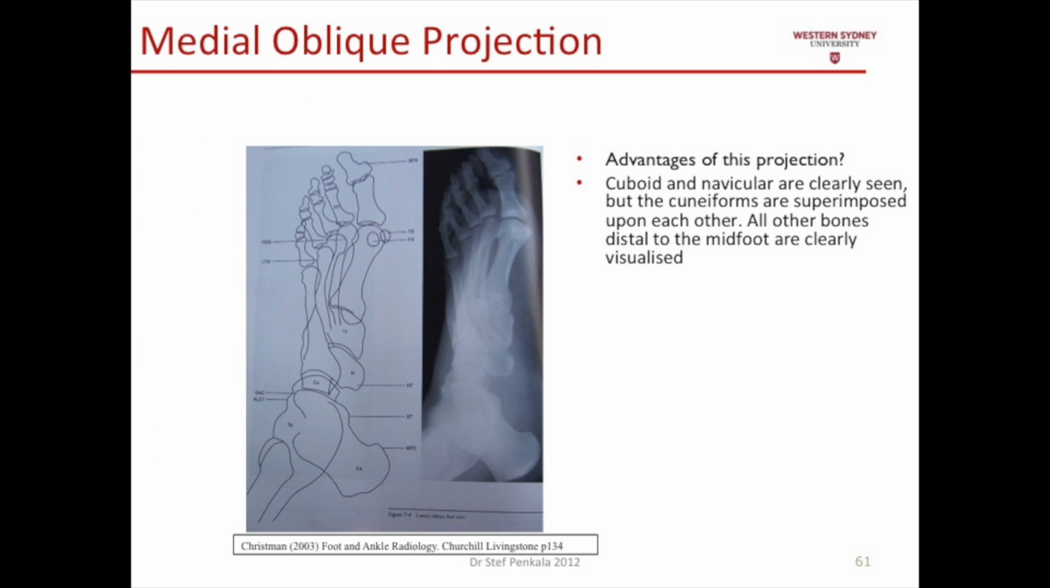In some instances, it may be appropriate to request a medial oblique projection. However, this is a much more rare projection requested. And one has to consider what the particular advantages of this projection would be. It may be indicative if you're wanting to have a specific view of the cuboid and navicular, as they can be clearly identified, but the cuneiforms will be superimposed on each other.